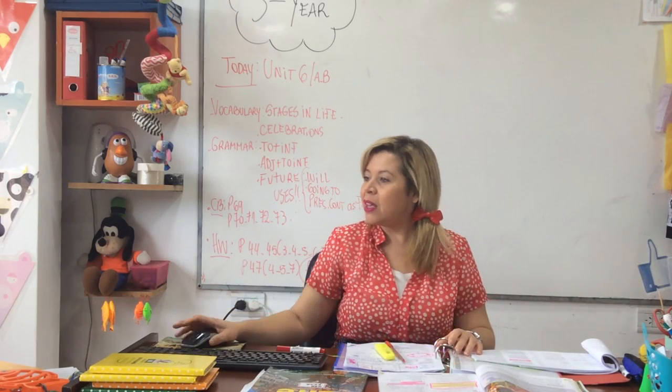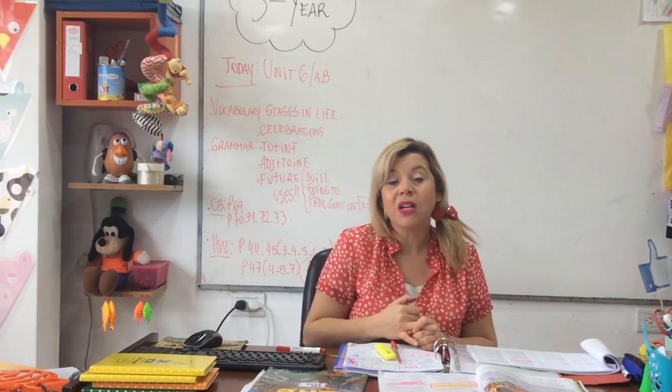Good. So I want you to do exercises 1, 2, and 3, and from page 73, exercises 4 and 5. We are going to do the listening, and then we are going to revise the forms of the future: things you will do, things you are going to do, and the present continuous with future meaning. So I want you to study the uses, because this is important at this stage.